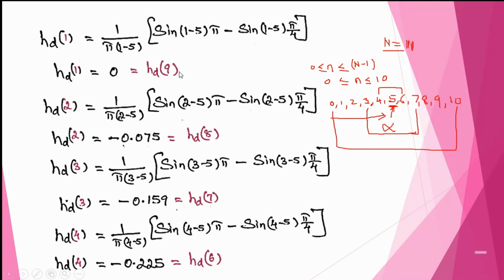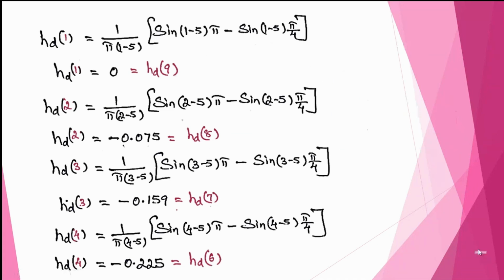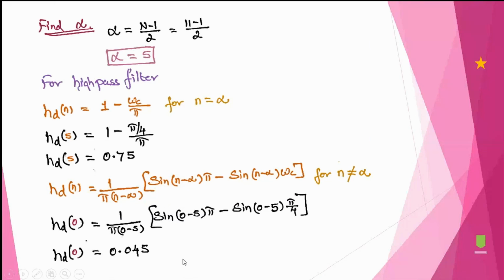Or otherwise, in a shorter manner, how can we remember? Just substitute the n value from 0 to 5, up to the center value: 0, 1, 2, 3, 4. Is it right? The 5 is already substituted. Then go in reverse: 6, 7, 8, 9, and then this value will be equal to 10. So like that we have to go in this reverse order.